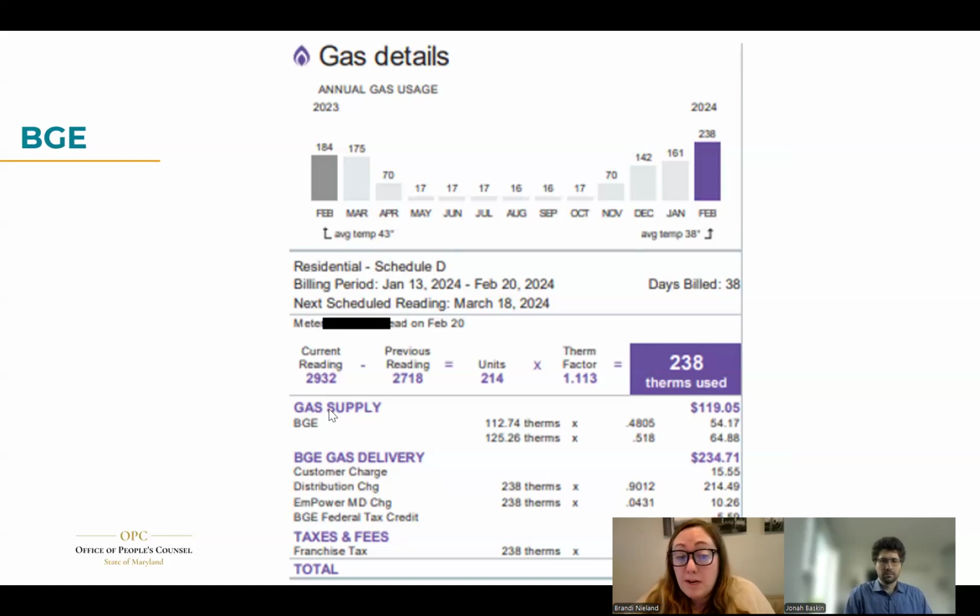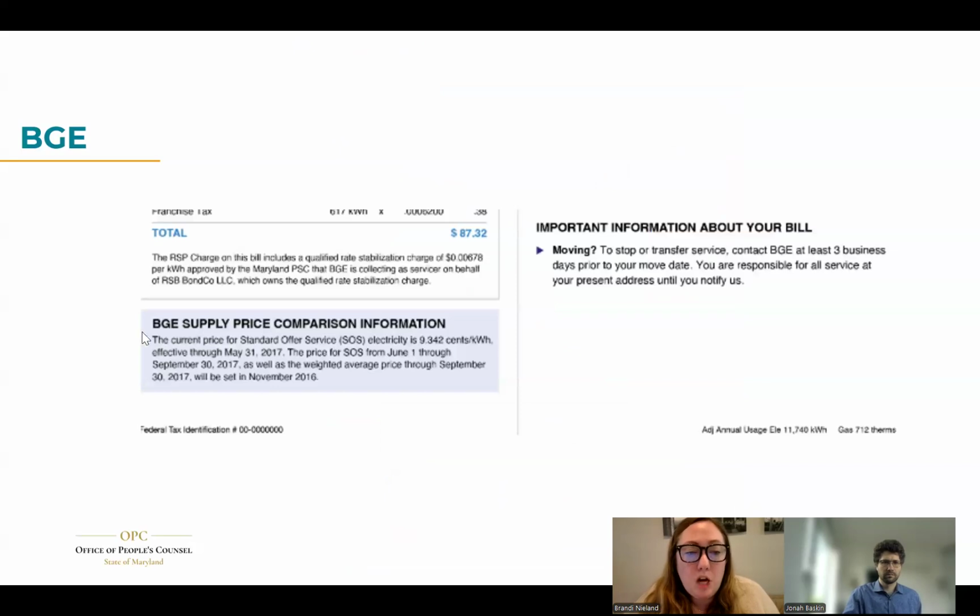So then we come down here, looking pretty familiar, supply, delivery, taxes, and fees, just like our circle. And again, I included the two different charges because it changed, but it's the same idea as electricity. Gas delivery, there's our flat fee customer charge. For gas side, it was 15.55 in this example. Distribution charge, again, this is the operational piece. So what is it costing the utility to get it to our house, the infrastructure needed? The empowered charge, weatherization, there's that federal tax credit again. And then we have our taxes and fees, which is just our franchise tax. And there's the total.